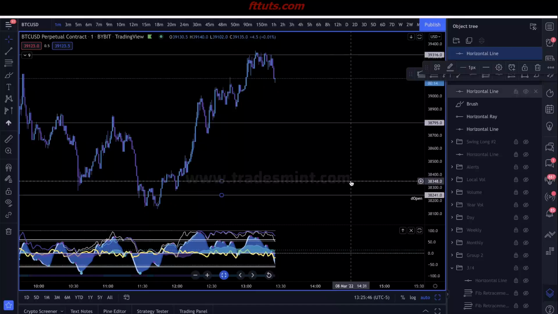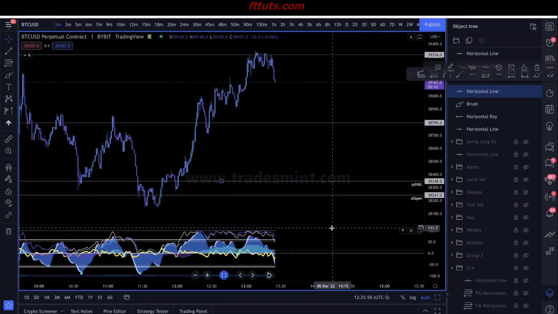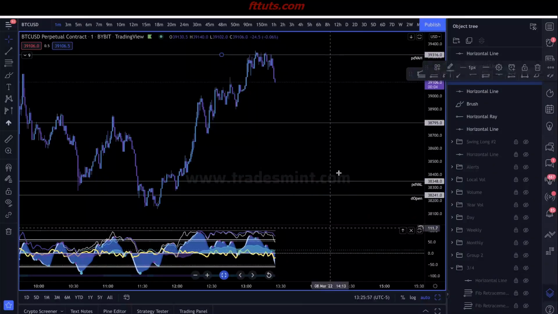And then we had our previous day value area low. And then we had our previous day value area high. And we had our previous day point of control.